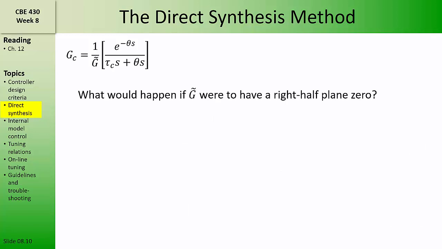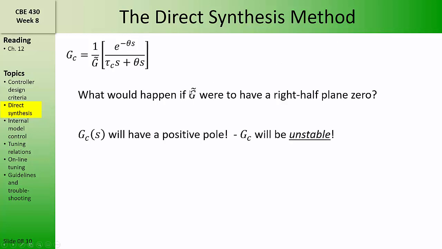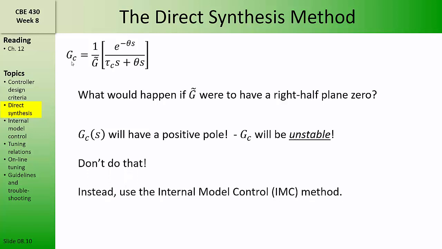The direct synthesis method has limitations. For example, what would happen if our G tilde had a right half plane zero? Well, if G tilde has a right half plane zero, when we take the reciprocal of G tilde, that zero becomes a pole in the controller transfer function. We would not want to tune a controller that has a positive pole, because that would make Gc an unstable transfer function. So instead, we'll use what's called the internal model control method. The IMC method is introduced in the next video.